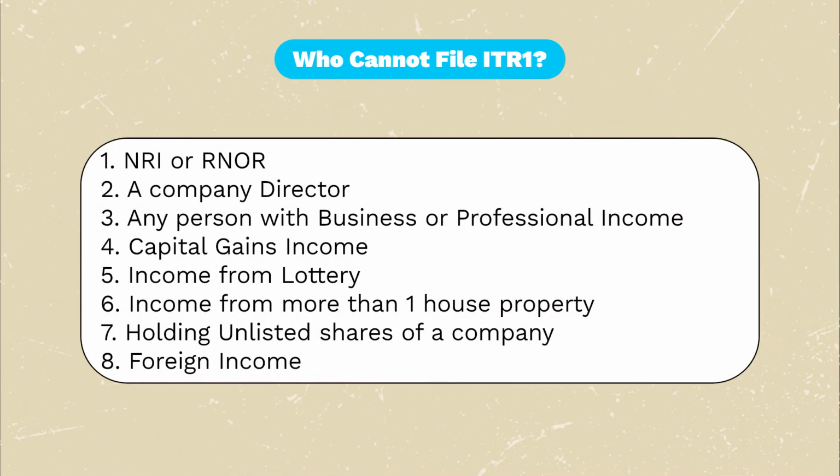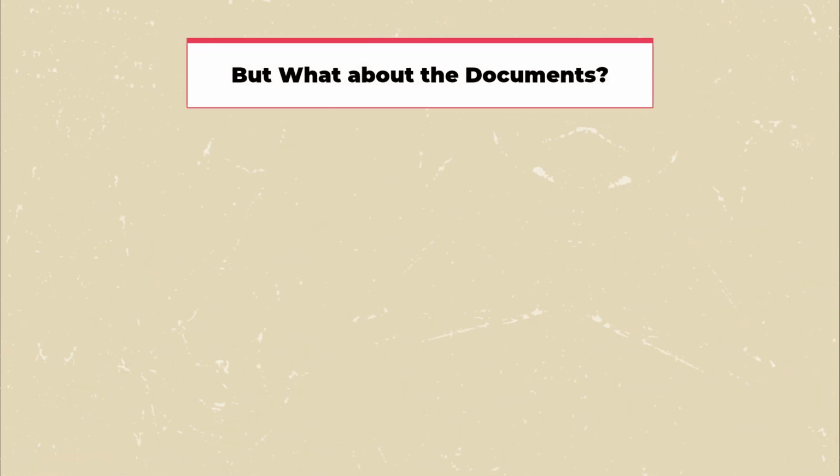Let's see who cannot file ITR-1: NRI or non-ordinary resident of India, a company director, any person with business or professional income, capital gains income, income from lottery, income from more than one house property, holding unlisted shares of a company, or foreign income. Okay, but what are the documents required for filing ITR-1?